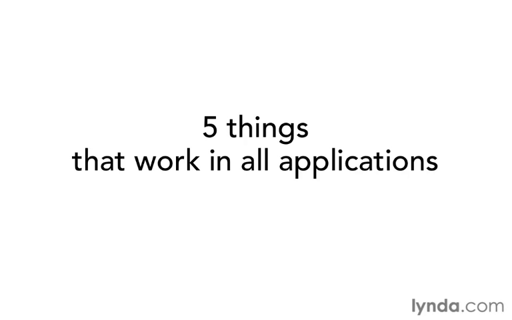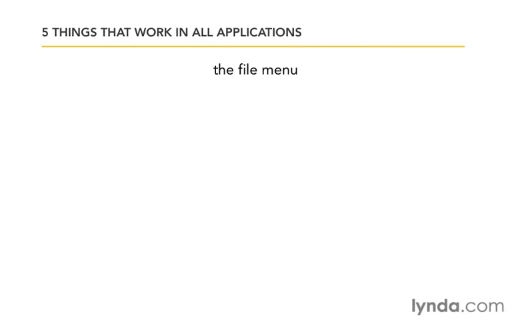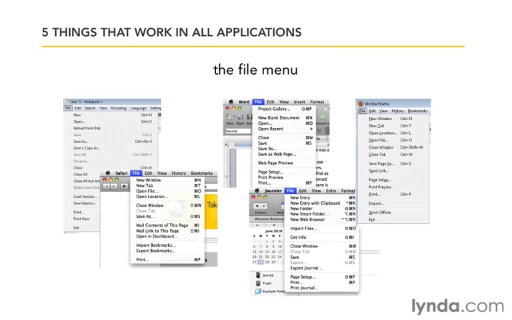So in this video, I want to go over 5 features that appear in and work the same in nearly all applications. The first common feature is the File menu. Here's some screenshots of the File menu from several different applications. Just about every application has a File menu, and it usually contains commands like New, Open, Save, Close, and Print.